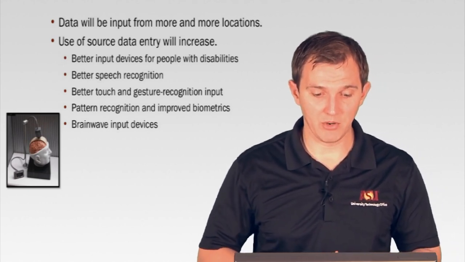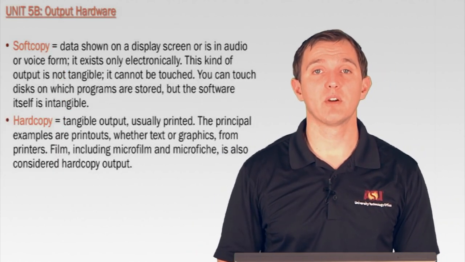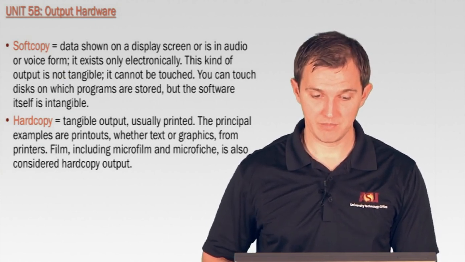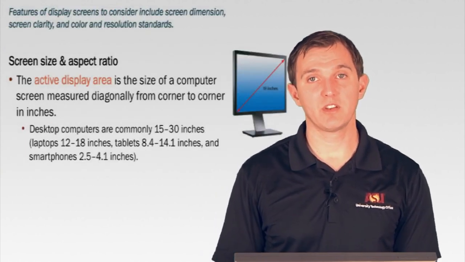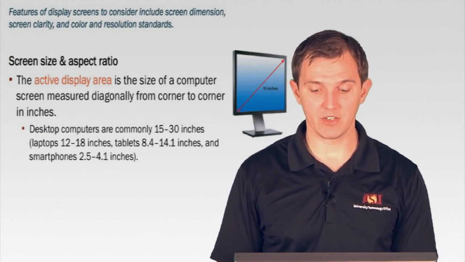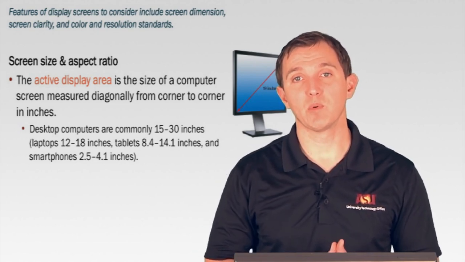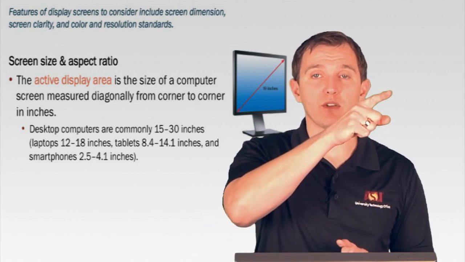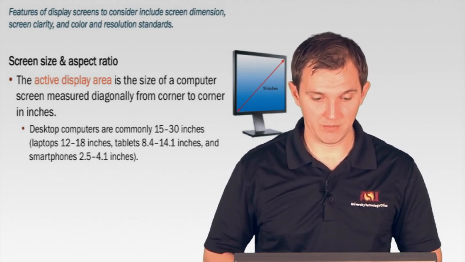And now, output hardware. Output hardware, as we said, can be soft copy or hard copy. Soft copy is displayed on a screen, hard copy is printed out. Soft copy output, we talked a little bit about screen size and aspect ratio. The active display area is the size of a computer screen measured diagonally, and this is the same thing as a television. If you've ever wondered how big a 27-inch TV is, it's measured diagonally from one corner to the other corner, and that is the size. And it's the same with computer monitors.